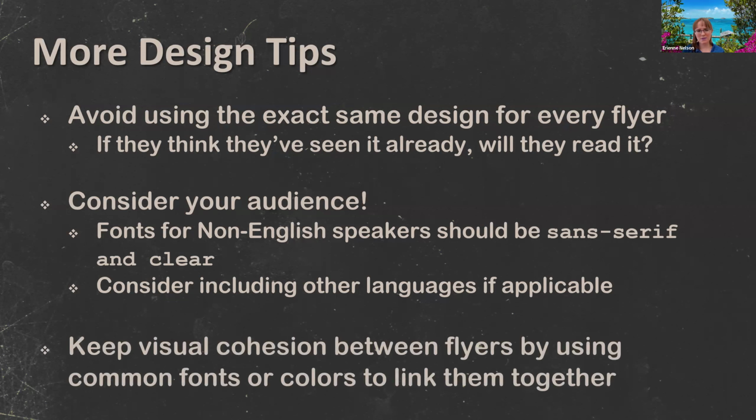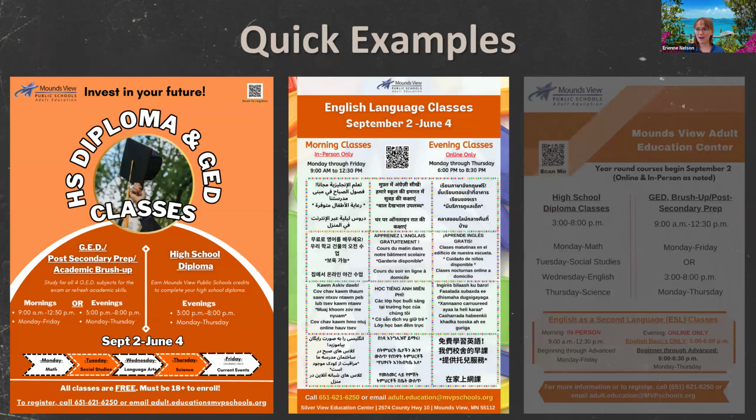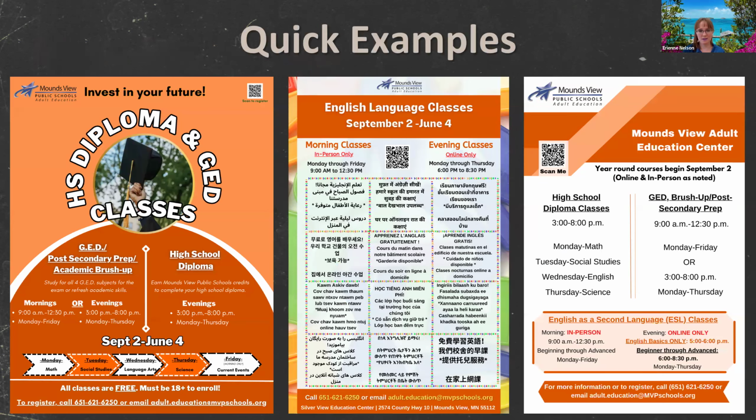I do advise, however, keeping some sort of visual cohesion between your flyers, using common fonts and colors to link them together. And just as a rapid example of that, here are the three primary flyers that we have at the site. We teach high school diploma, GED, and English language learning classes, and then we have a cumulative flyer that's a collection of everything that we do here. And you can see I went with a theme. This year it's orange. Every year I update this slightly visually and I change the color scheme.